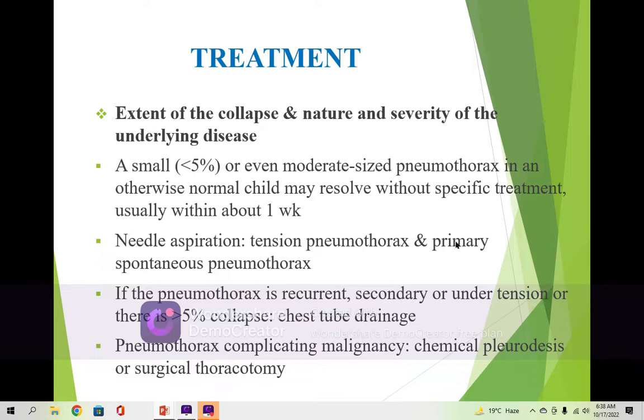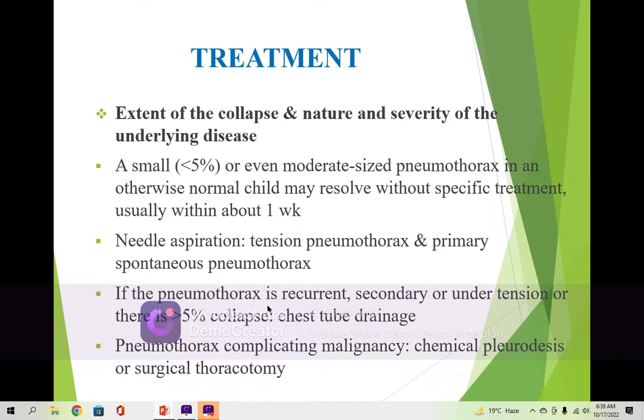It may be genetic and familial. We don't know. And there is a large amount of air present, more than 50% or 60% on that side, pushing the mediastinum to the other side. It is compromising the cardiovascular system, and the diaphragm also will not work, so it is difficult to maintain respiration.